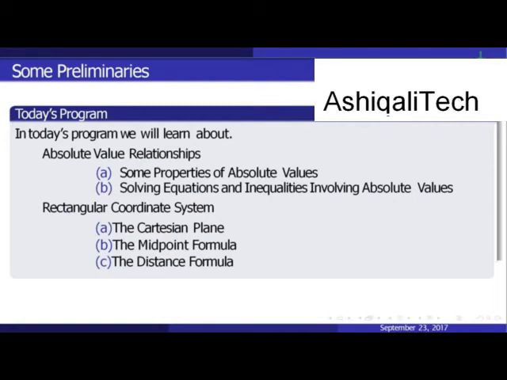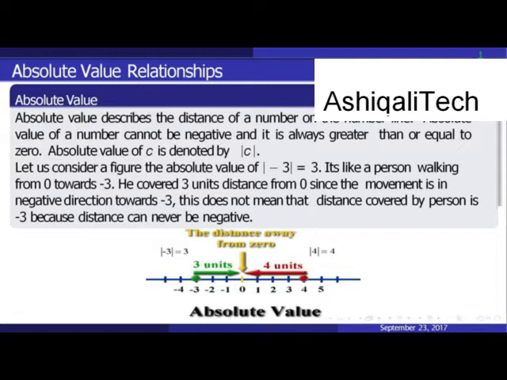The midpoint formula, the distance formula. So we start from the first topic, which is absolute value. Absolute value describes the distance of a number on the number line. Absolute value of a number cannot be negative, and it is always greater than or equal to 0.